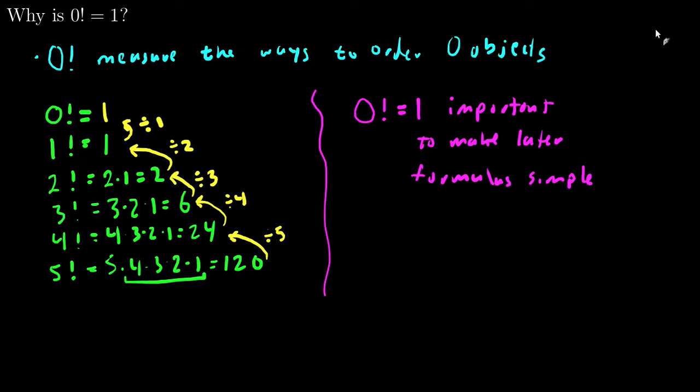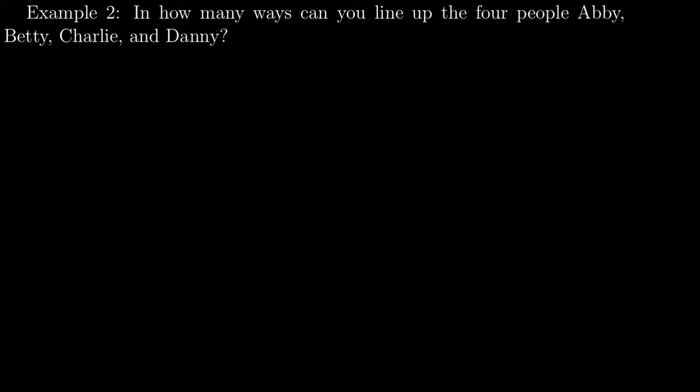Alright, so let's look at another example. And here we have this one. In how many ways can you line up the 4 people, Abby, Betty, Charlie, and Danny? Well, this is pretty much the same problem we had from the beginning. It's just instead of having 3 elements, we have 4 elements.